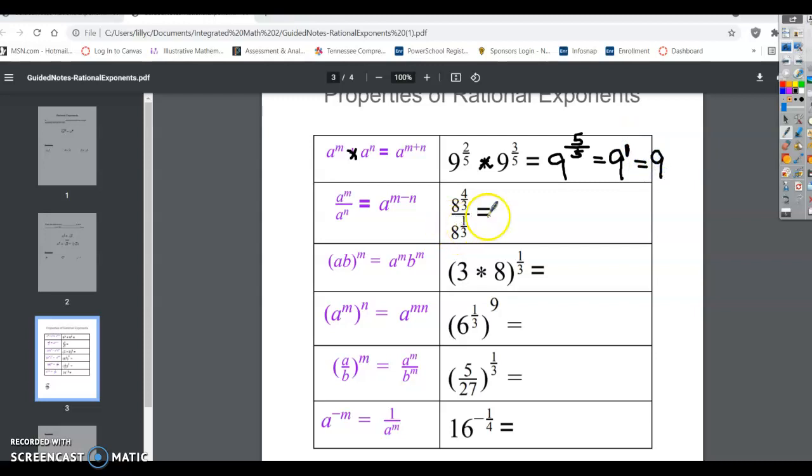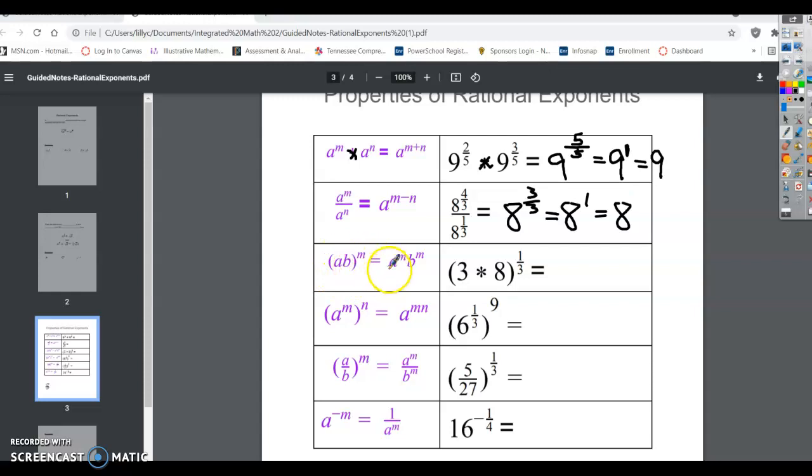All right, the second one, same base. We're dividing, so you subtract. Same base, you subtract from top to bottom. So 4/3 minus 1/3. 4/3 minus 1/3 is 3/3. Again, 3 over 3 is 1. So that's just 8.